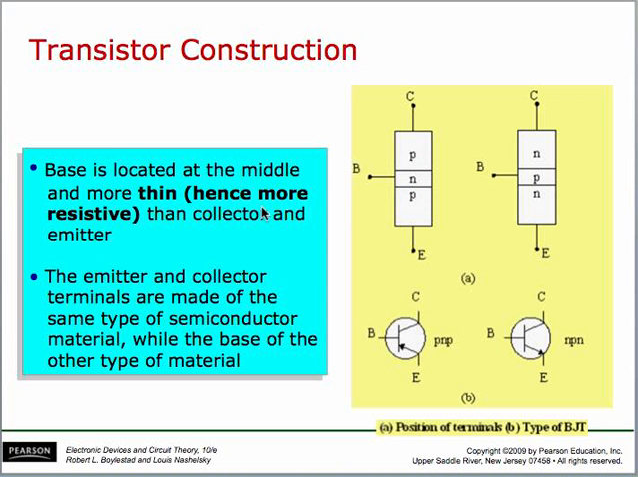Now let's look a little closer at the construction of a transistor. You have the PNP type over here, and the NPN type over here. For both types, the base terminal is located in the middle, and it is thinner than the collector and the emitter. You can also recognize whether the transistor is PNP or NPN by looking at the arrow on the emitter terminal. If the arrow is pointing in, you have a PNP transistor. If the arrow is pointing out, you have an NPN transistor, and the arrow is always located at the emitter terminal.